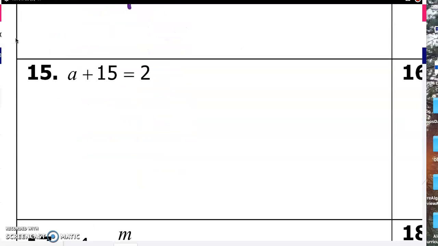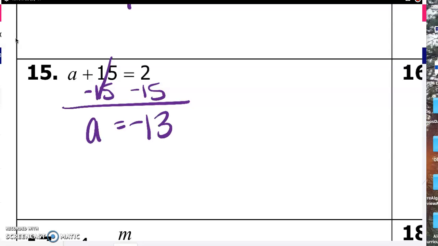15, we have a plus 15, so we need to minus 15 on both sides. Those cancel. A equals negative 13.